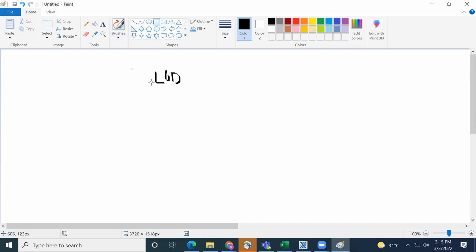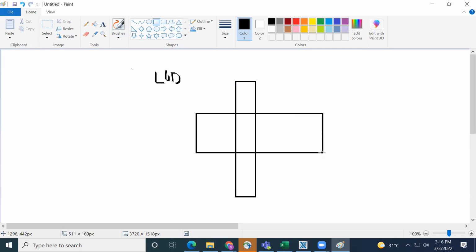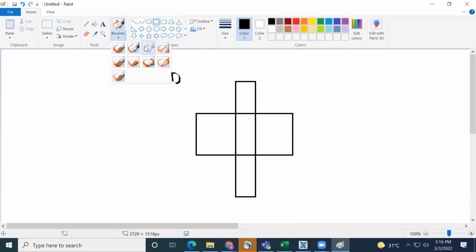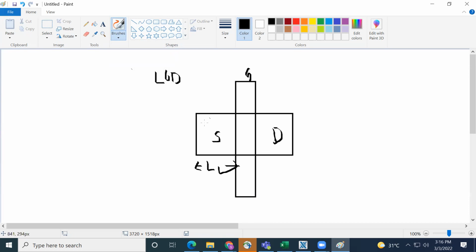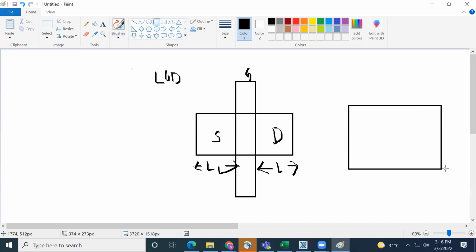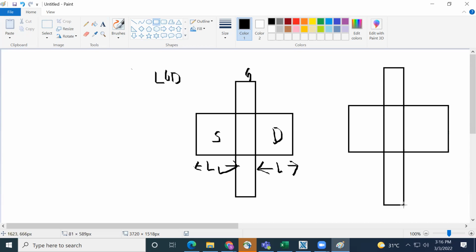LOD means length of diffusion. This is your source, this is your drain, and this is your gate. This length and this length should be the same. This is called length of diffusion, and it should be the same. If it is not the same, what will happen? Suppose there is another device nearby. If you don't share... share means one device you share.